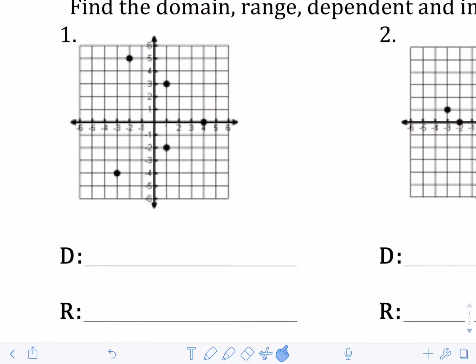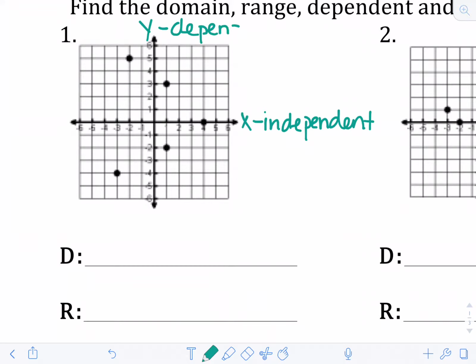So here we go. Okay, first thing we're going to do is we always label our x and y axis. So this is going to be x, this is going to be y. X is always independent. We'll write it out the first time, and then we'll abbreviate from here on out. Y is always dependent. So what that means is the y value always depends on the x value.